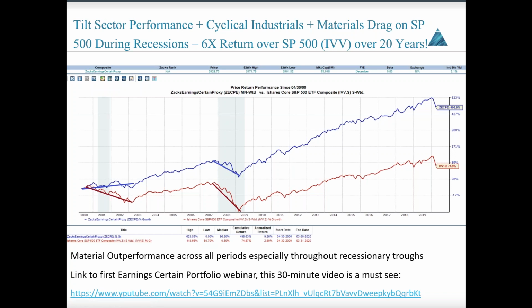The idea is if you take the performance of the tilt sectors that I've already mentioned, right? Your utilities, your real estate, your financials, and your energy names out. You remove your cyclical industrials and you remove your materials, then you're going to end up literally with, in this case, 6 times the return over the S&P 500. And you're picking up 90+% of your alpha in recessions, right? The rest of the time, you're beating, sometimes you're underperforming. There are times when the earnings certain portfolio will underperform the S&P 500, but you're compounding the gains you're picking up significantly through these recessionary troughs.